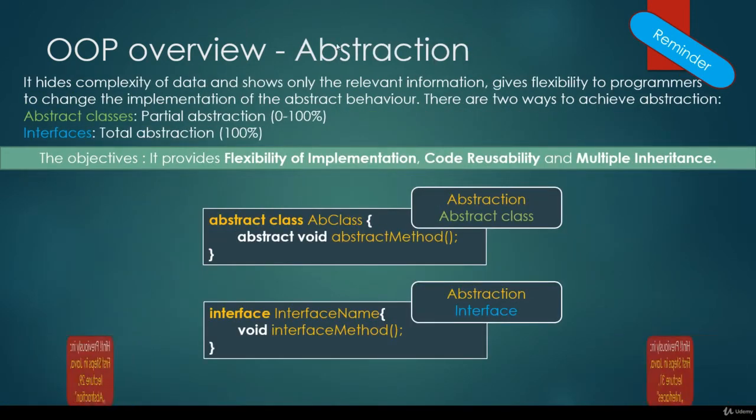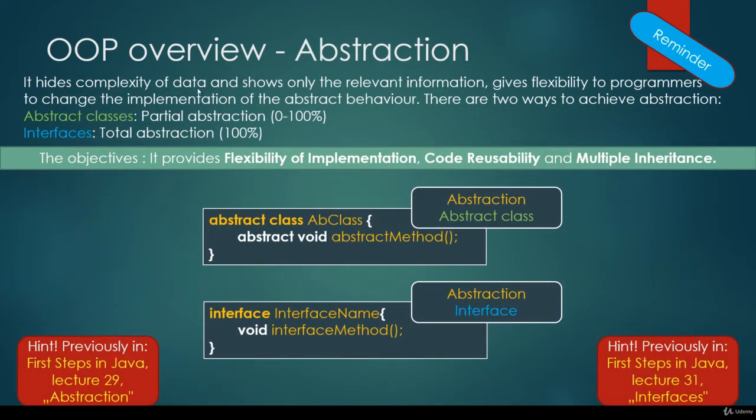What about abstraction? It hides the complexity of data and shows only the relevant information, and gives flexibility to programmers to change the implementation of the abstract behavior. There are two ways to achieve abstraction: with the help of abstract classes or with the help of interfaces. It provides flexibility of implementation, code readability, and multiple inheritance. So we can use abstract classes and interfaces in order to achieve abstraction.